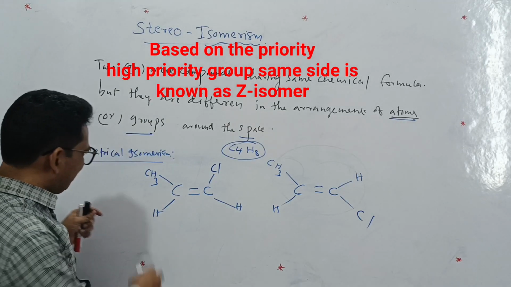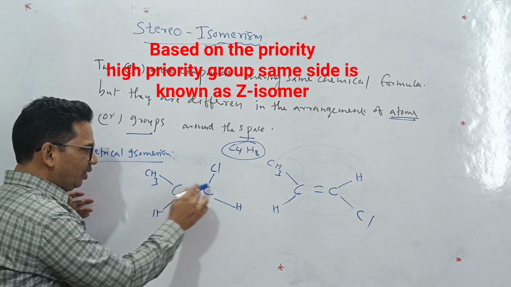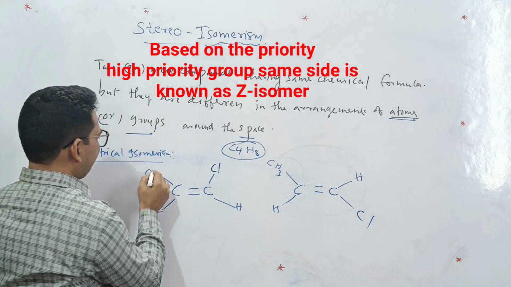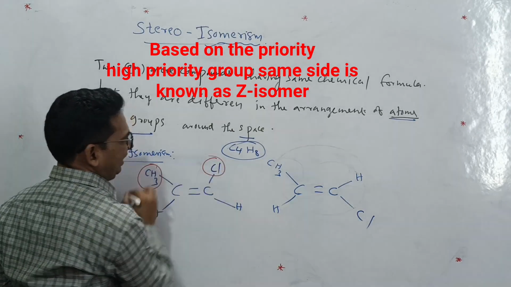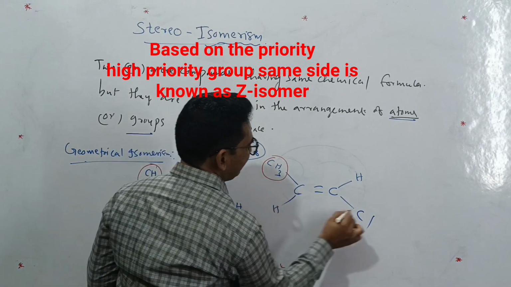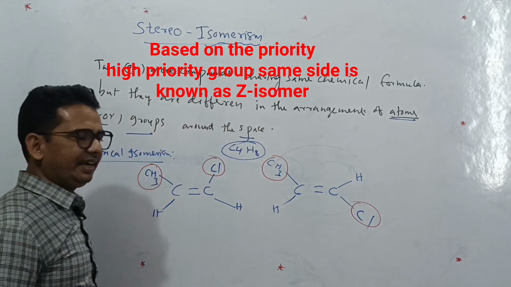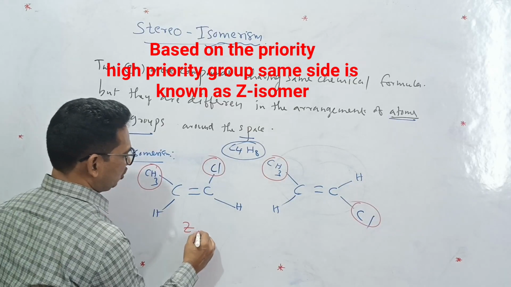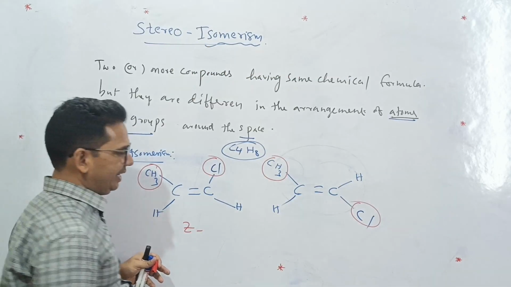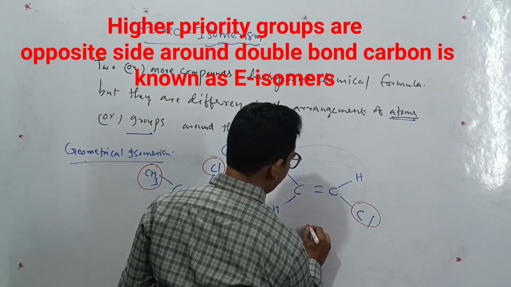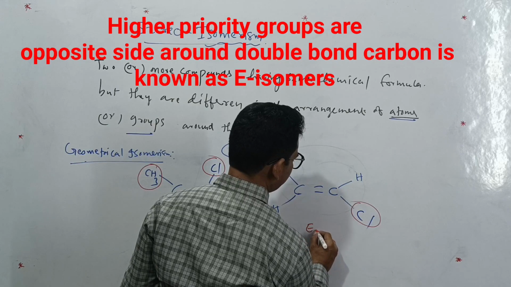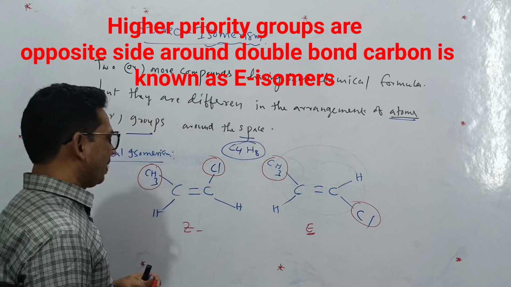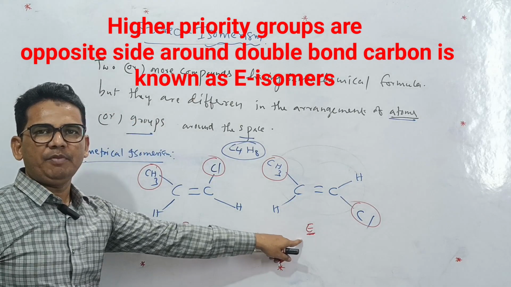But in this case, are similar types of groups there around the double bonded carbon? No, because this is different, this is different. See, this is different, this is different. At that time, it is called the Z. That is the Zusammen, Z type of geometrical isomer, and this is called the Entgegen. It's nothing but the E type of isomer. Z type of isomer, E type of isomer.